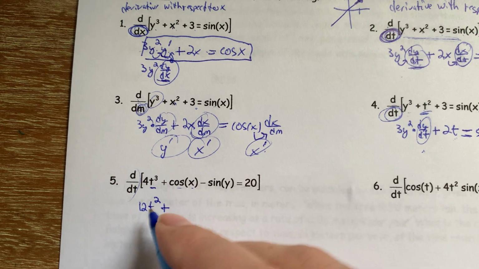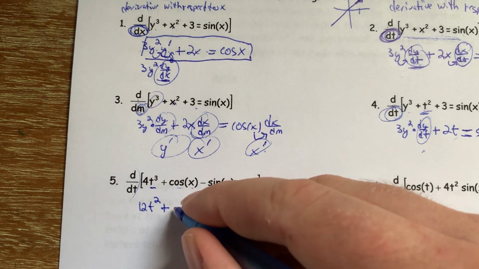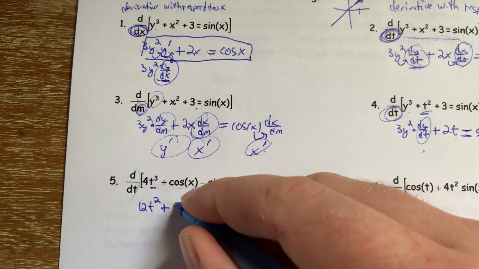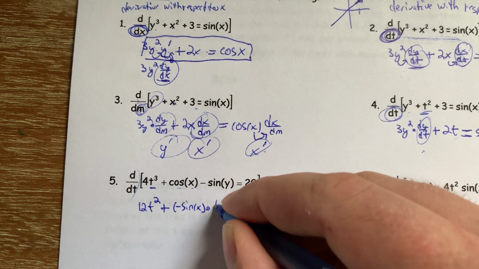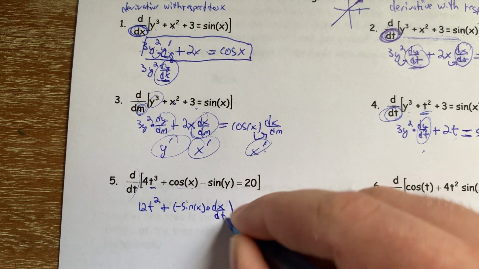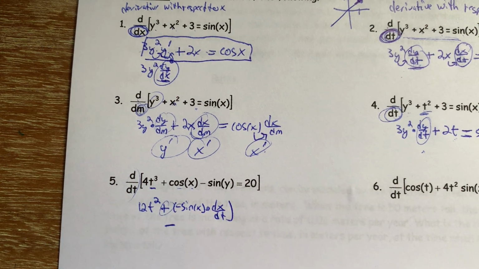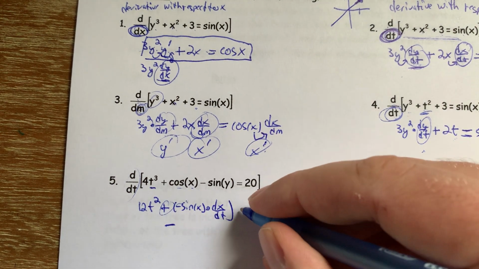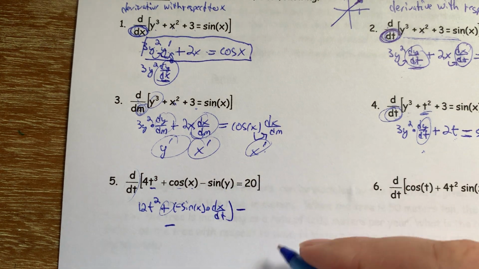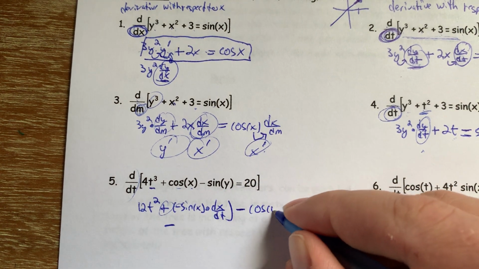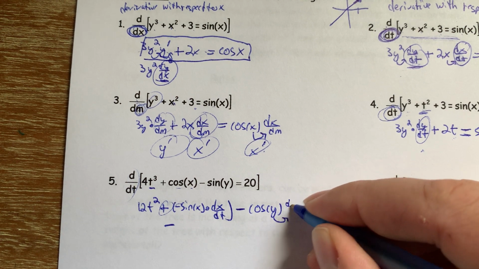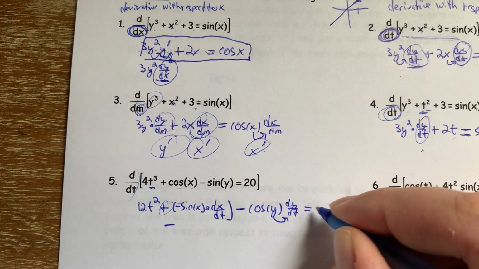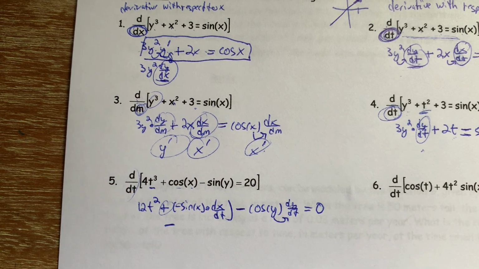Plus the derivative of cosine of x with respect to time is negative sine of x. I guess I should have just put a minus in front there. Negative sine of x times dx dt, and this would simplify into being a minus if I were going to rewrite it. I'm not sure I will. Minus the derivative of sine of y is cosine of y with respect to t, so I need to do the chain rule, times dy dt, equals the derivative of 20 is 0 because 20 is a constant.